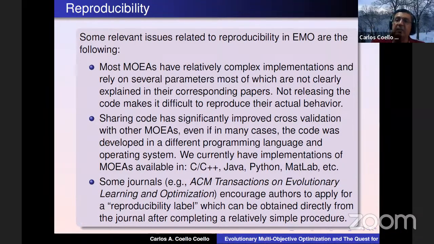For example, elitism in multi-objective optimization is different. We normally use a data structure to store solutions, and some people add the density estimator to this data structure. So the implementation is not trivial. Of course, this is not thousands of lines of code, but it's a non-trivial implementation. And many of these algorithms rely on several non-intuitive parameters, which normally are not explained properly in the paper in which the algorithm is introduced. So not releasing the code makes it very difficult to reproduce the actual behavior of these algorithms.